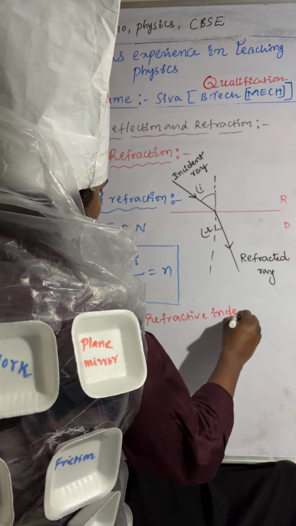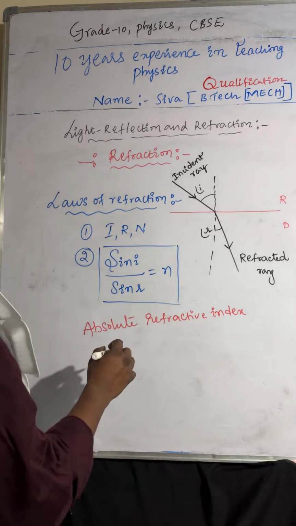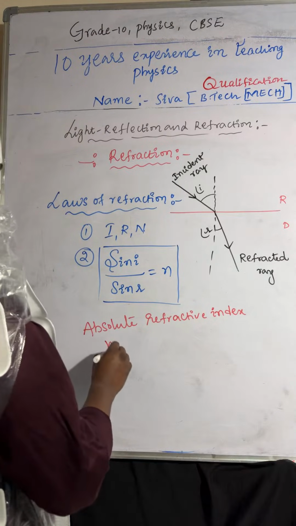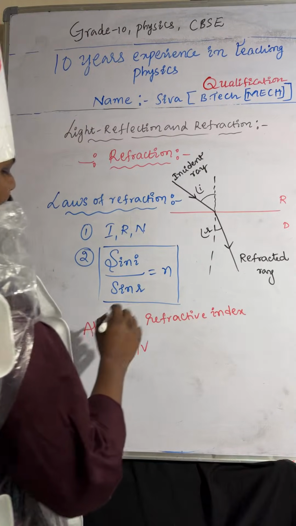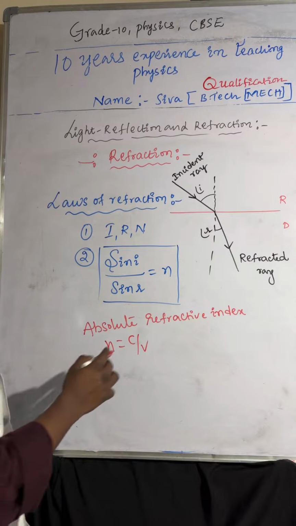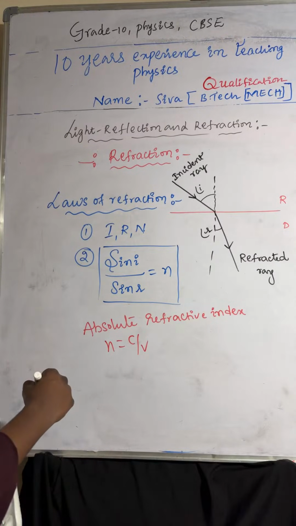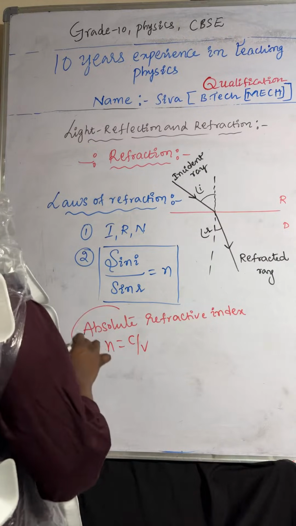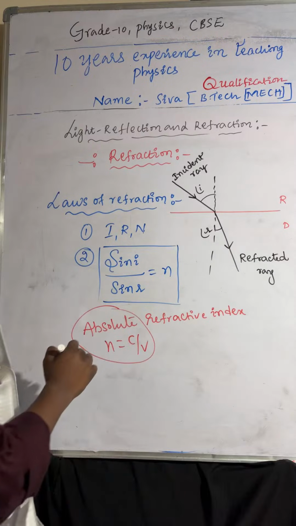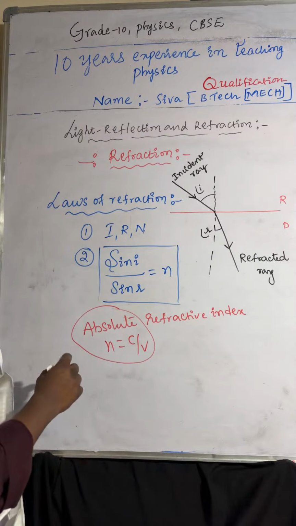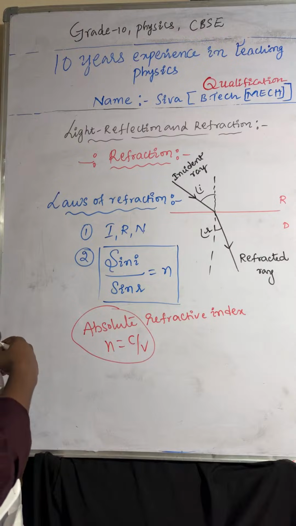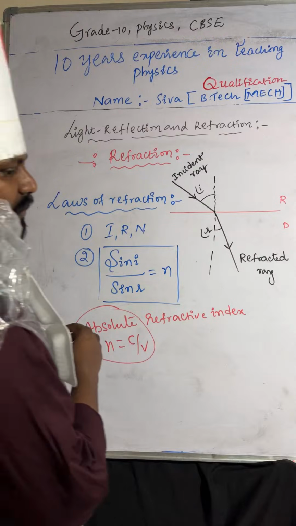Absolute refractive index is n equal to c by v, the ratio of the speed of light in vacuum to the speed of light in the medium. So absolute refractive index is nothing but the ratio of the speed of light in vacuum to the speed of light in the medium.